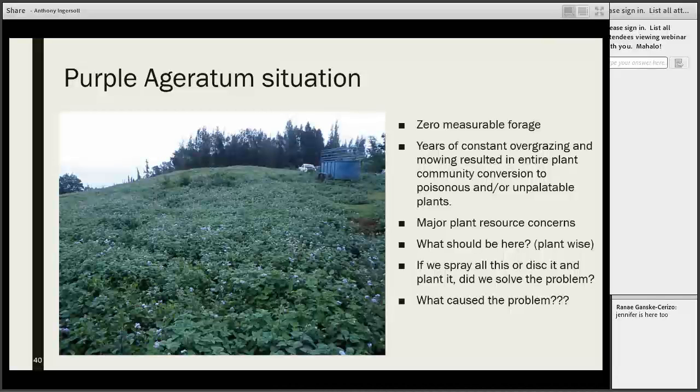Unmute your phones and somebody tell me what should be here. Somebody from Kahului.